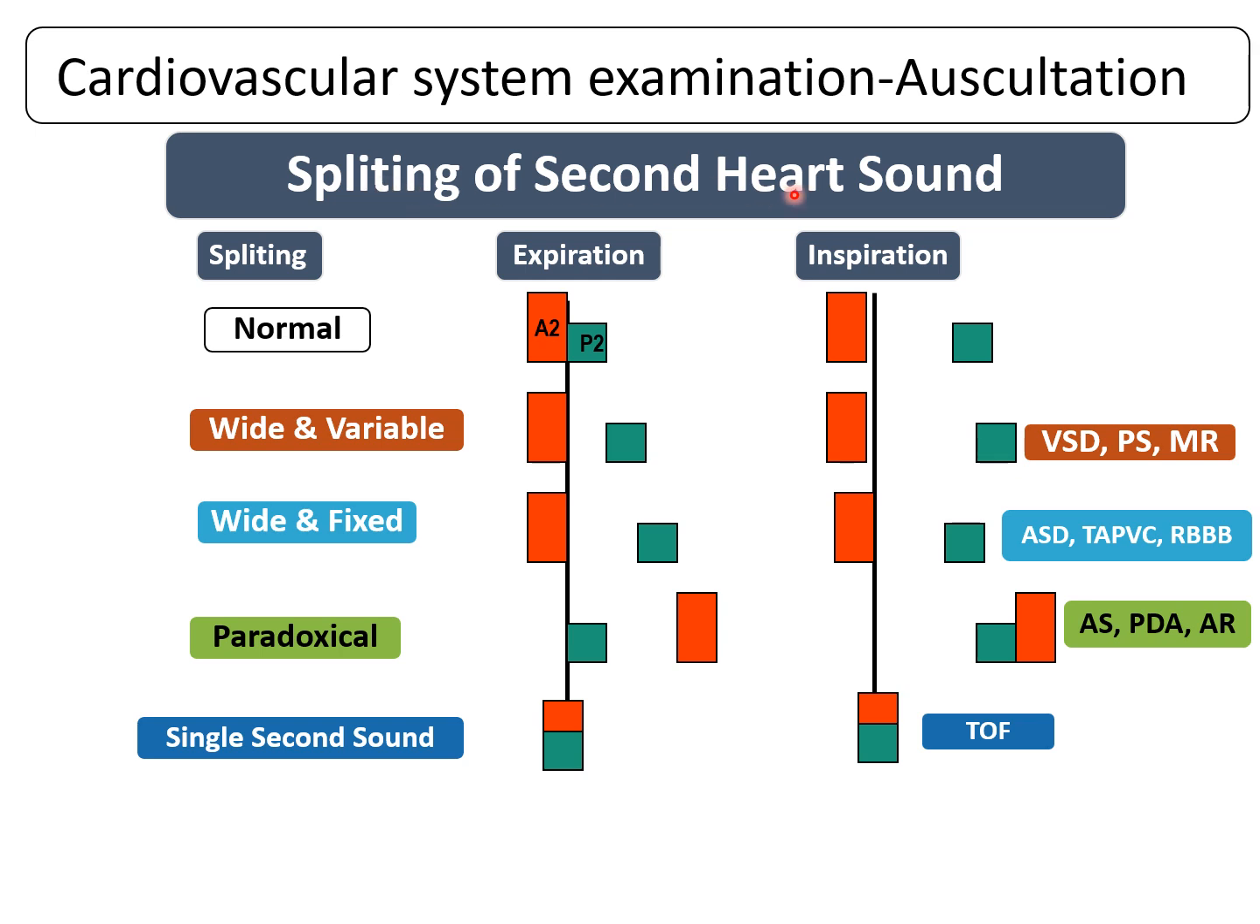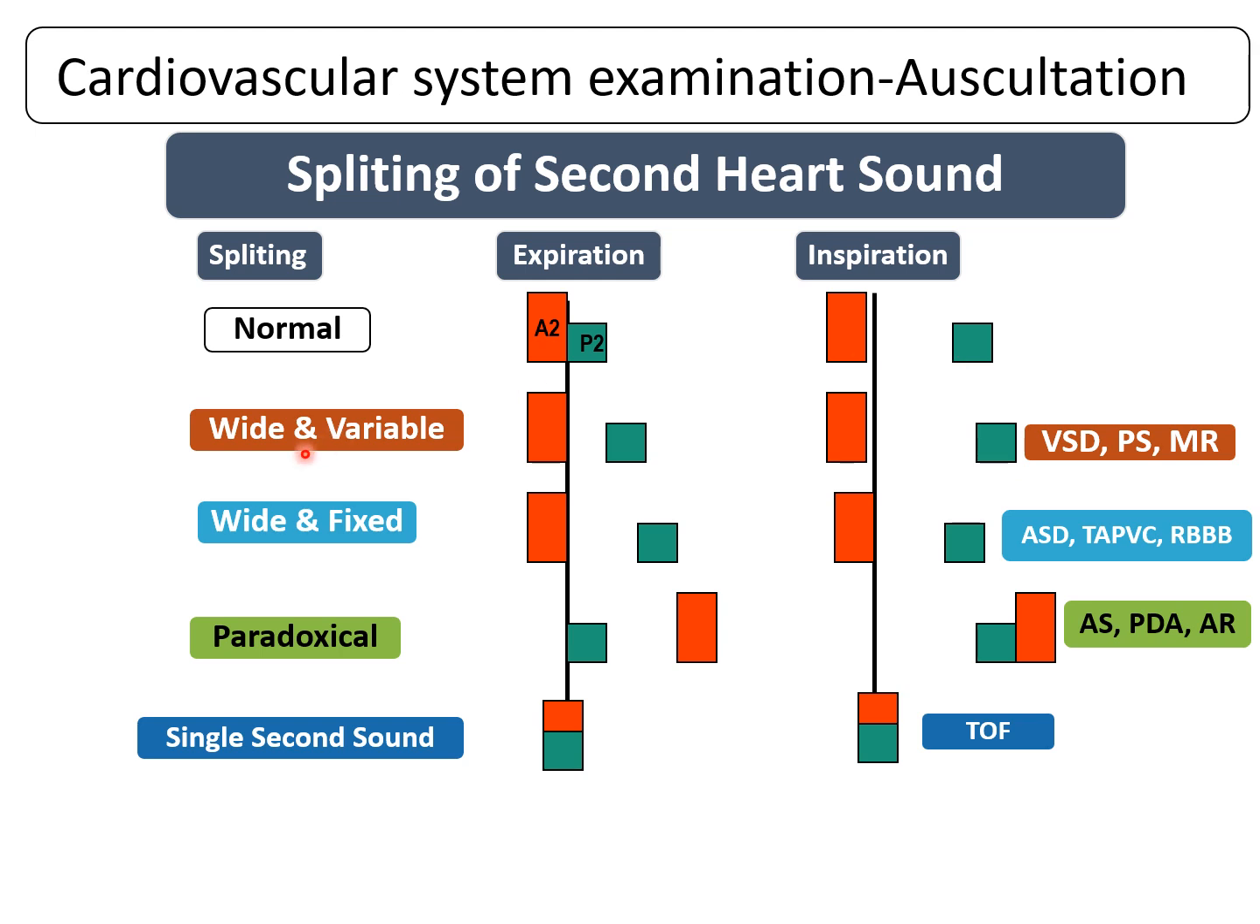Now splitting of the second heart sound. There is normal splitting during inspiration. So this red block is suggesting A2 and this green block P2. During expiration, no splitting occurs, while in inspiration, there is a splitting between A2 and P2. Normally A2 sounds before P2.